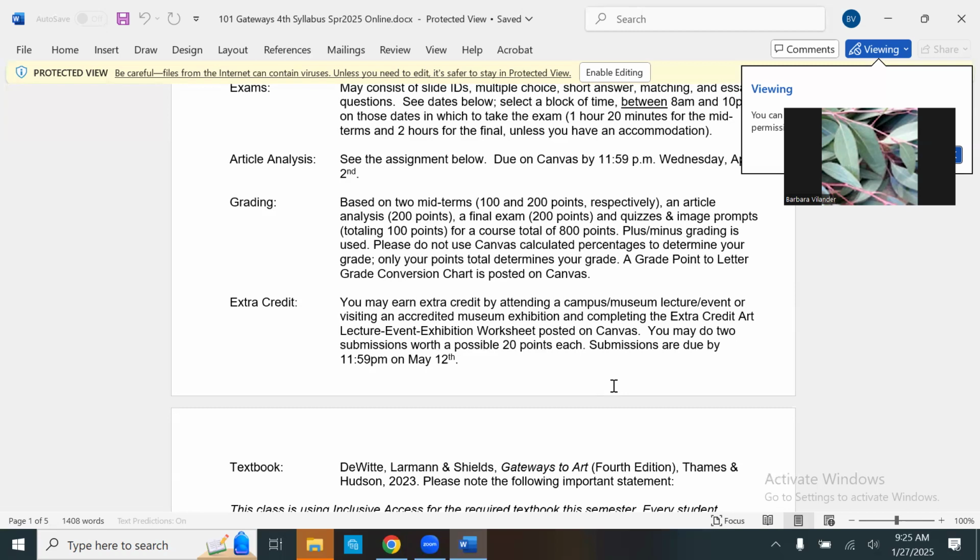If you're not in the Santa Barbara area, if you're taking the class online and you want to go to an accredited museum in your area, you may do that. And you can fill out 2 of these forms. So they're each worth a possible 20 points. So you can get 40 additional extra credit points, okay? Those submissions are due by 11:59 p.m. on May 12th, okay?